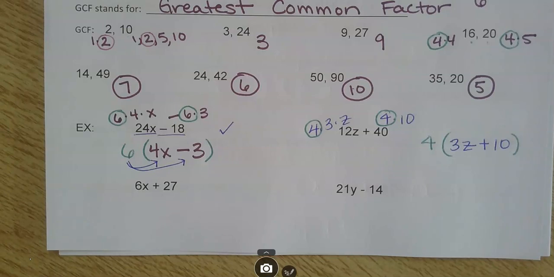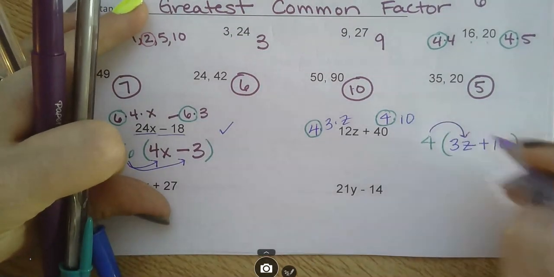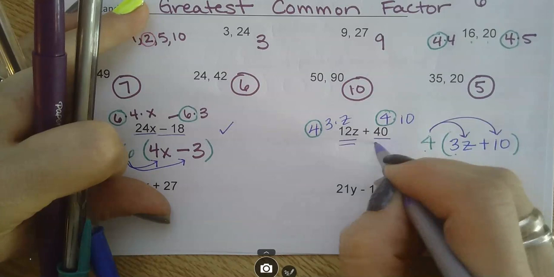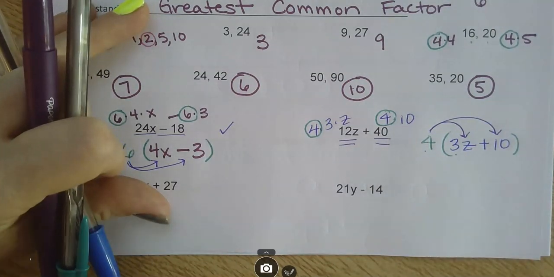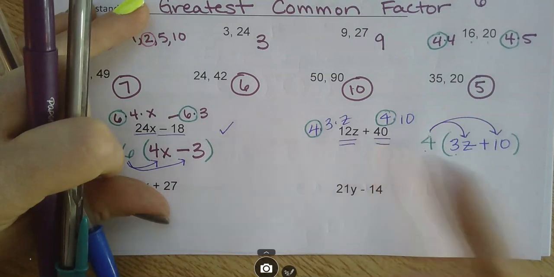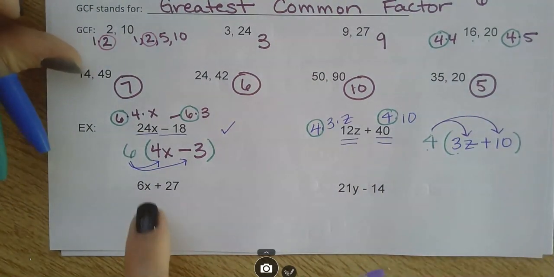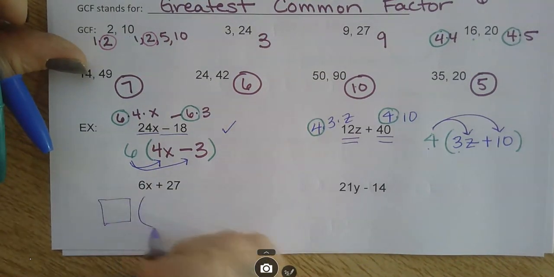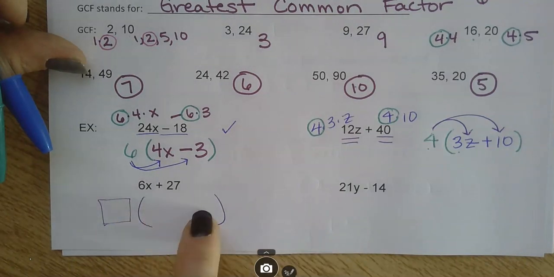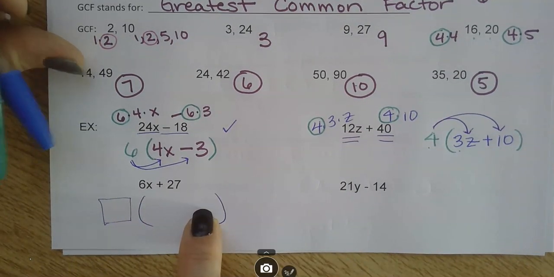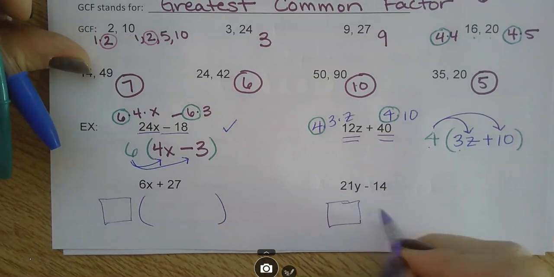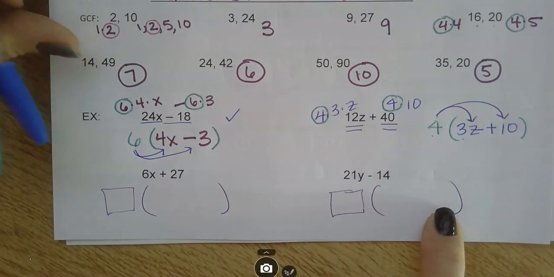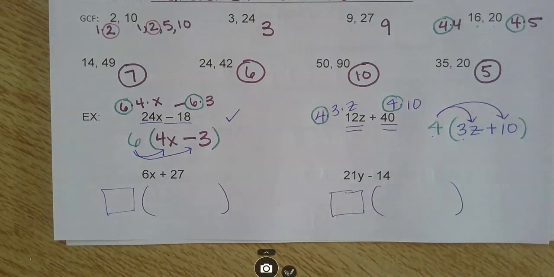I want to check that, so I'm going to distribute back. 4 times 3z is 12z, and 4 times 10 is 40. So I got that expression back again. That's how we check our answer. So I want you to try the next two. Figure out what your greatest common factor is, and that goes out front. And then whatever's left for each of those terms gets written down inside the parentheses. So pause here and try those. Hit play when you're ready to check.